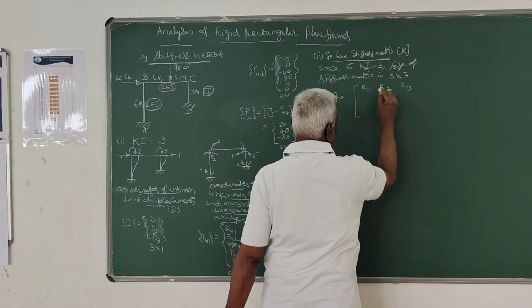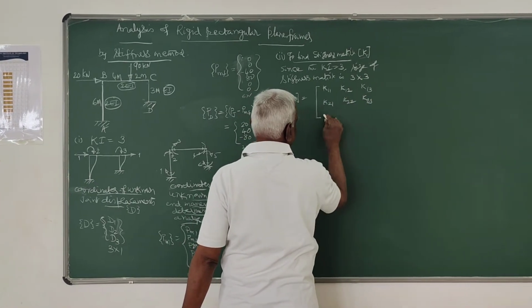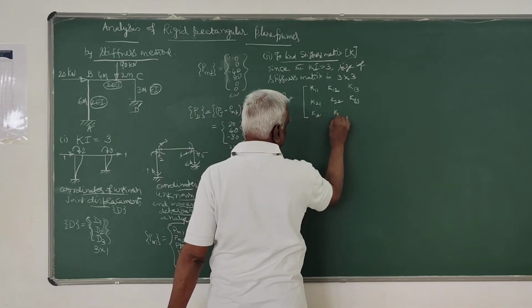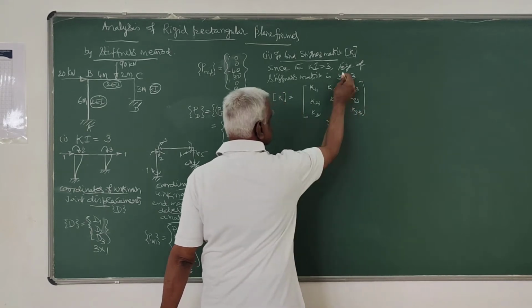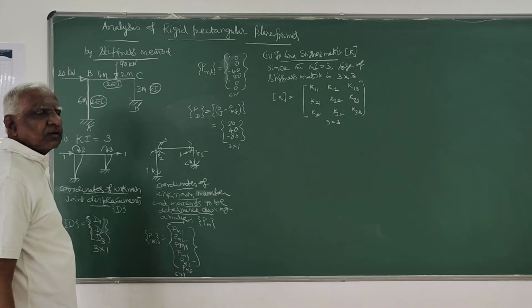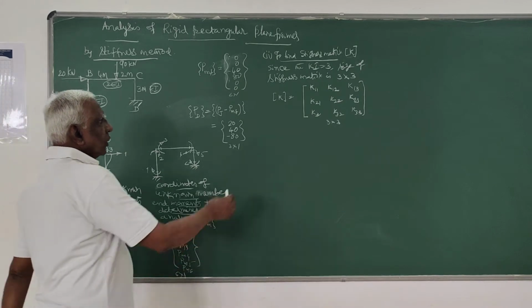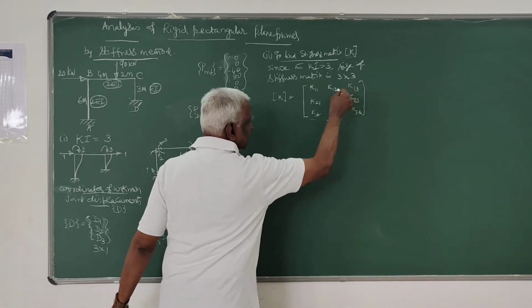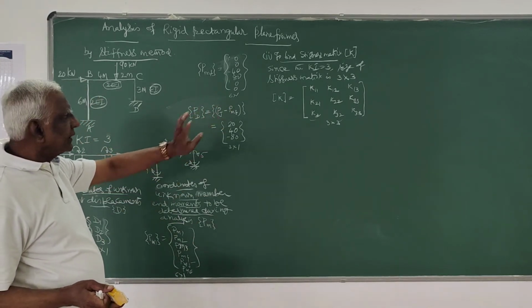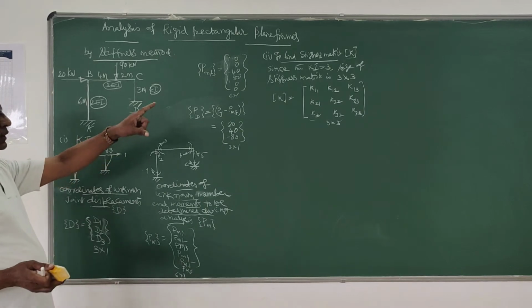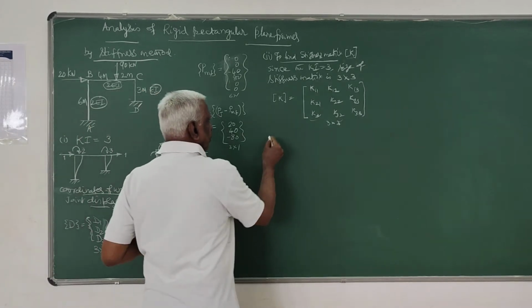That is K11, K12, K13, K21, K22, K23, K31, K32, K33. This is a 3 by 3 matrix. This is the stiffness matrix which we have to determine. First we have to ascertain the size, which is equal to the kinematic indeterminacy. Now these elements of the stiffness matrix, by definition, we have to go on applying unit displacement along each of these coordinates 1, 2 and 3, one at a time, and then find the corresponding forces.